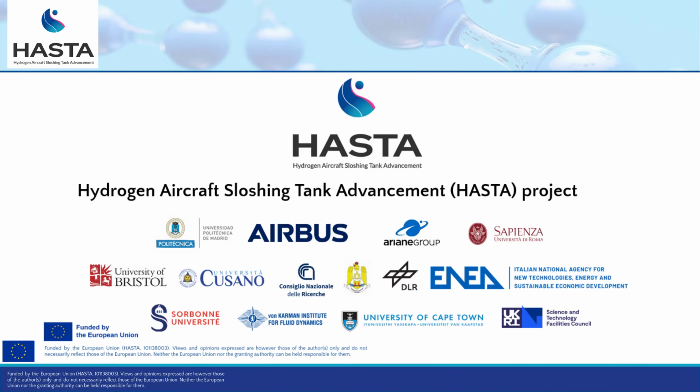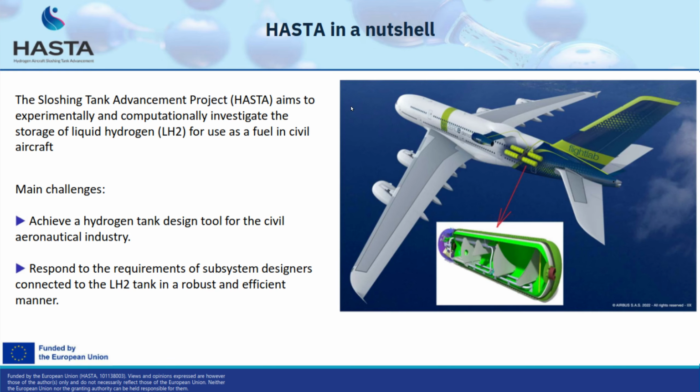The last project in which we applied modern SPH schemes is HASTA, another European research project. This project focuses on the sloshing of liquid hydrogen inside the tank located in the aircraft fuselage. Compared to the previous case, this problem is even more demanding because it involves cryogenic sloshing flows, where heat transfer and thermal effects can also play a significant role.